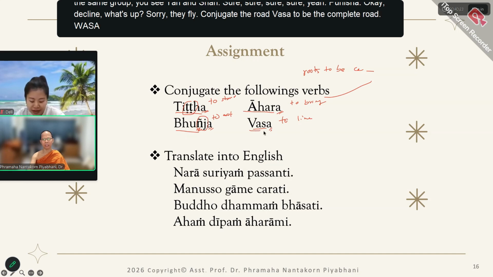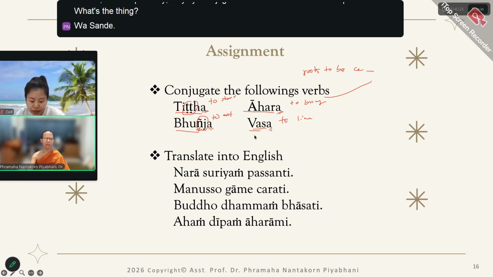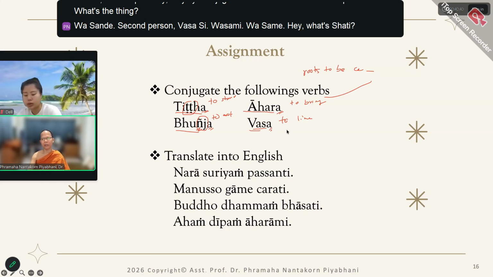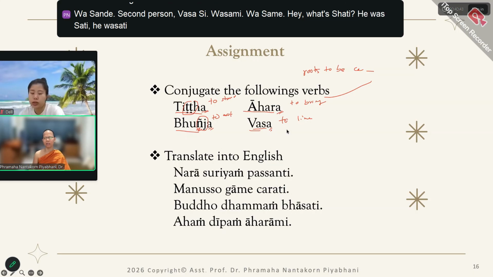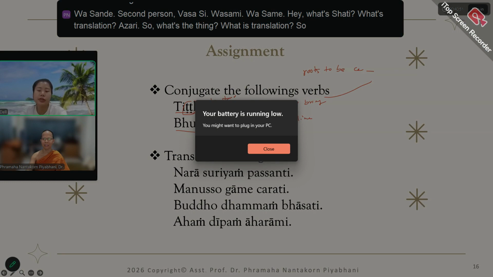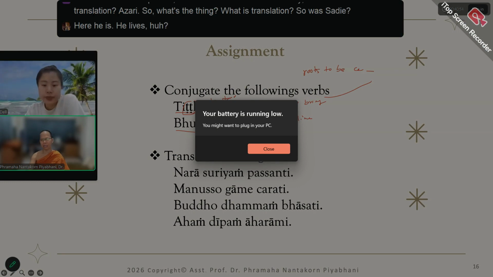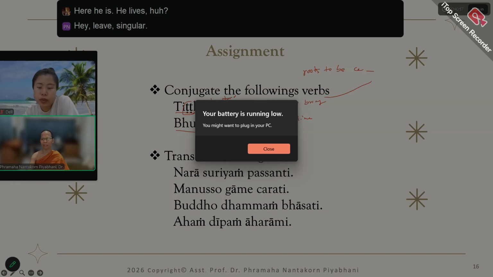Third person, singular plural, wasati, wasanti. Second person, wasasi, wasatha. First person, wasami, wasama. So, he wasati. What is the translation? He leaves, singular. Plural, te wasanti, they leave.